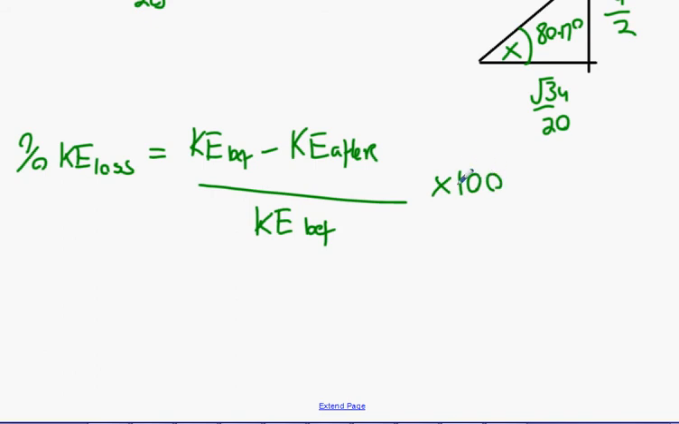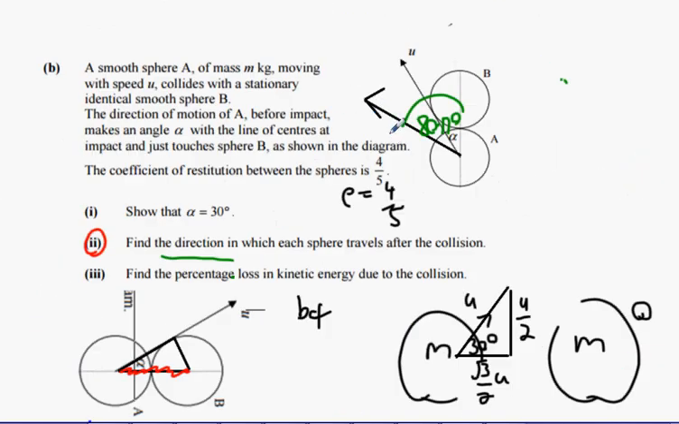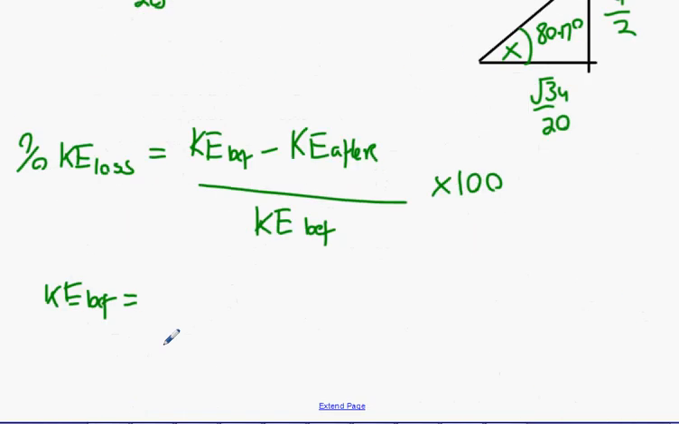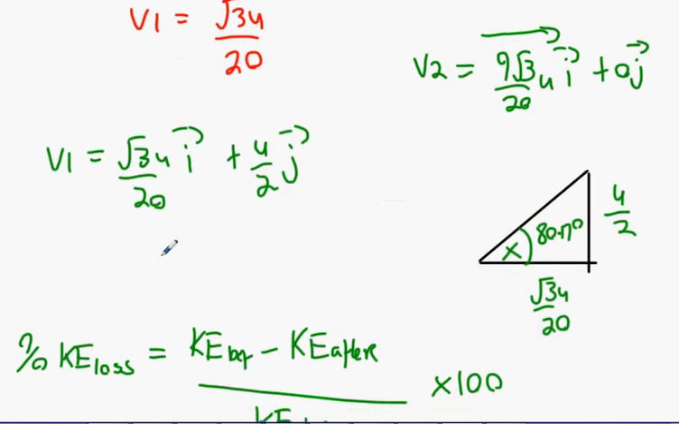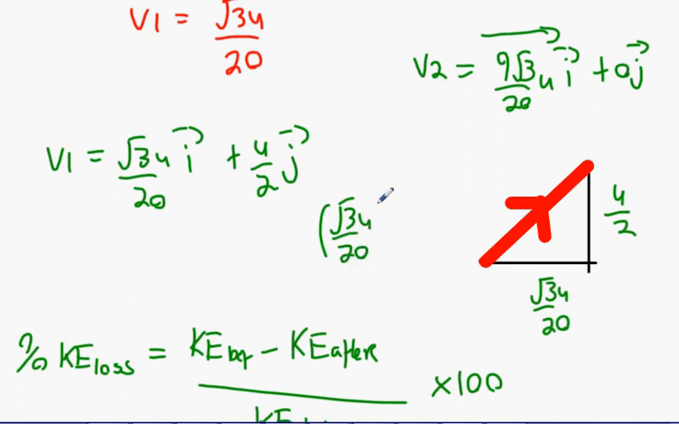Now, what is the kinetic energy before? It's going at u at the start, wasn't it? Speed of u at the start of the question. So it's a half m u squared. Now, the problem with the after is that, see this here? We have to get its hypotenuse, because kinetic energy is related to the speed. So I have to do Pythagoras' theorem here. So it's going to be root 3 u over 20 squared plus u over 2 squared.